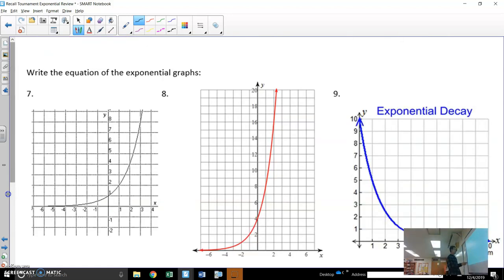I think on your paper I may have had some points here that I may have lost when I took a picture of it. So let me throw these in here for just a quick moment, and then we'll talk about it.